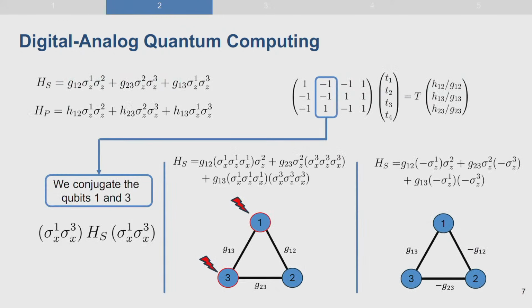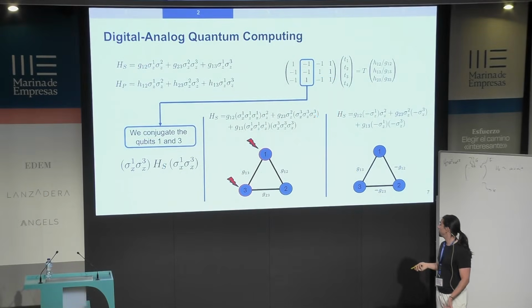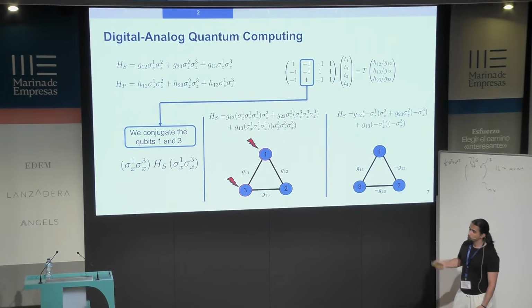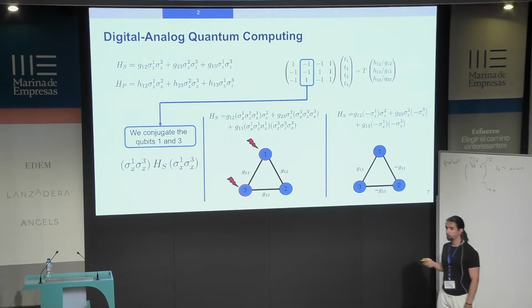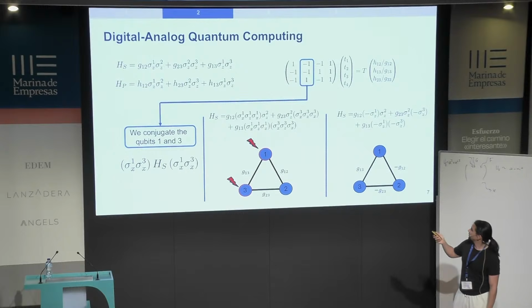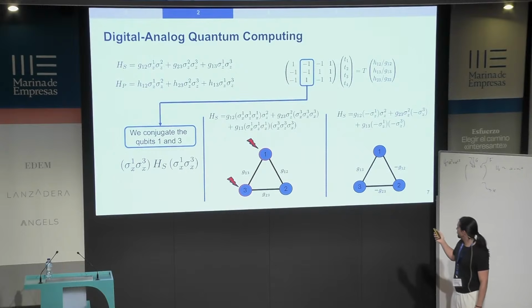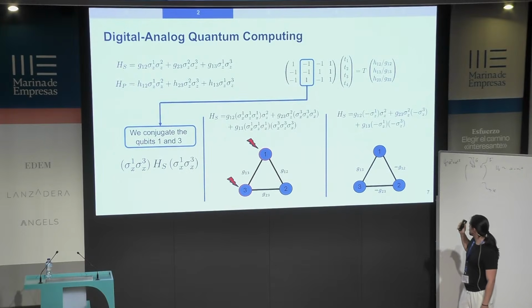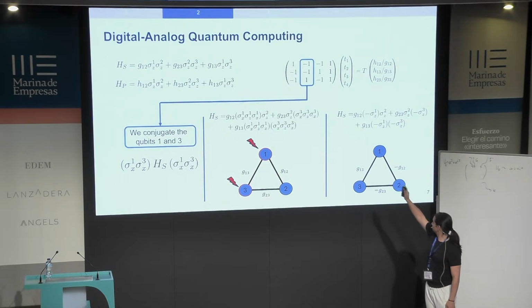Here's an example of how it works with 3 qubits. I have a simple Ising Hamiltonian as a source with coupling J, and I want to do another Ising Hamiltonian with the same connectivity, but with couplings H. Now, if I conjugate the first and third qubit, for example, you can see that I can change the signs of the couplings 1,2 and 2,3. And that information is stored in the matrix.